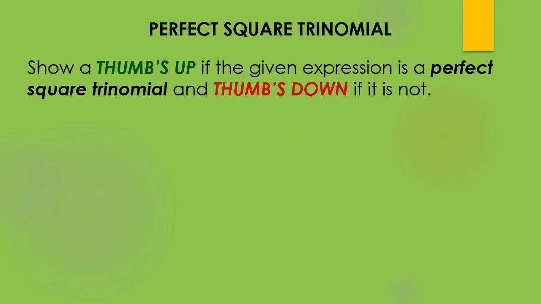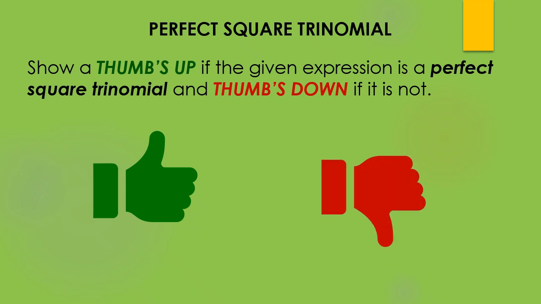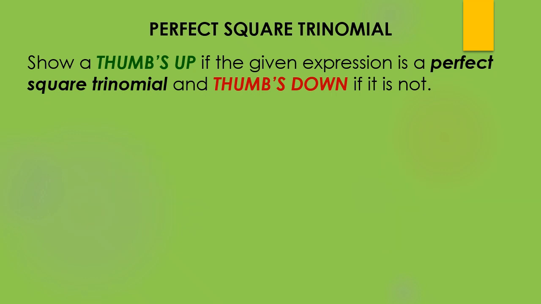Now you already know what a perfect square trinomial is. We can now have an exercise. Show a thumbs up if the given expression is a perfect square trinomial and thumbs down if it is not. So show me the thumbs up if the given expression is a perfect square trinomial. Otherwise, show the thumbs down if it is not. Are you ready? Alright, let's have the first one.